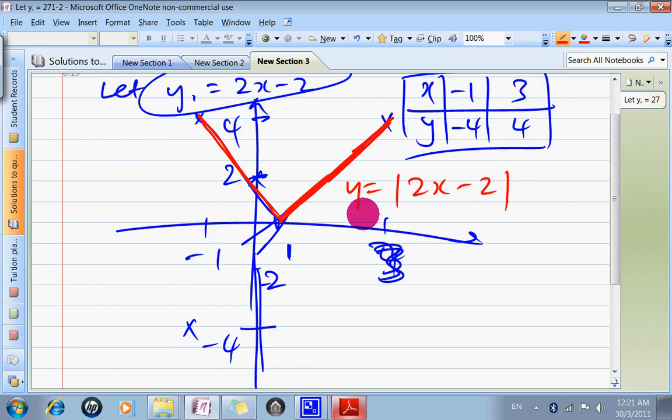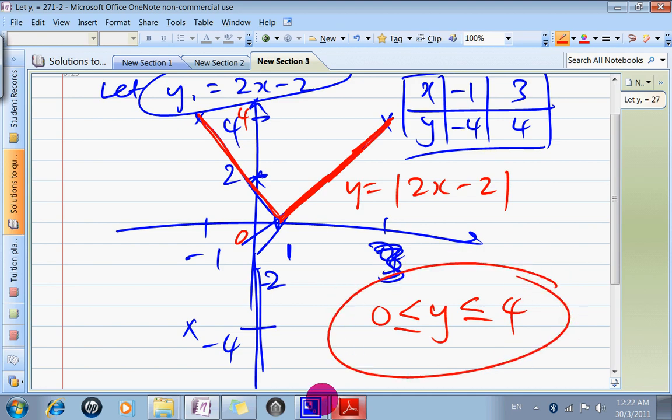So you must not overshoot your domain. The range refers to the y value. The lowest y value is 0 and the highest y value is 4. So the range of y will be between 0 and 4 inclusive. Okay, so that's the first one.